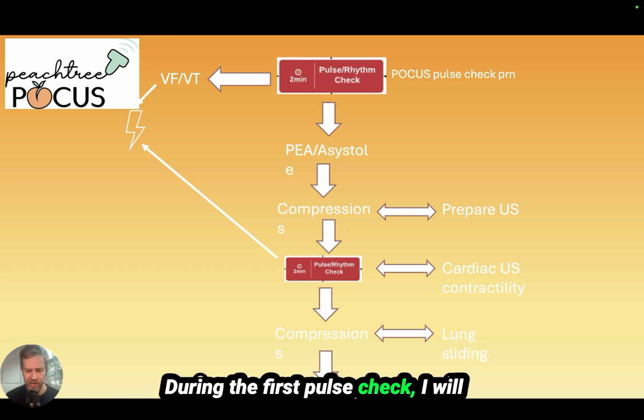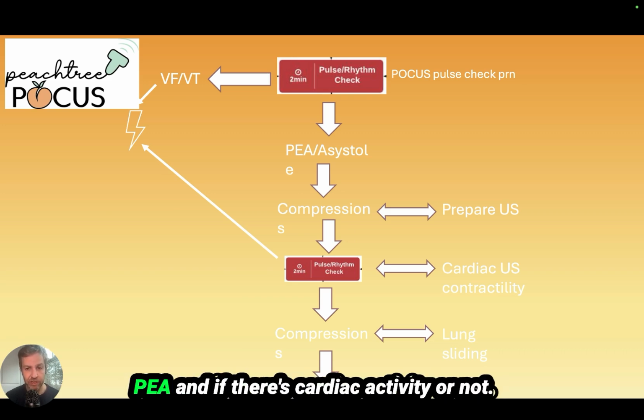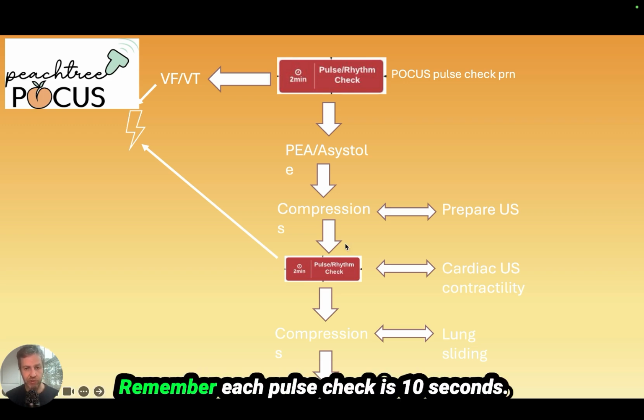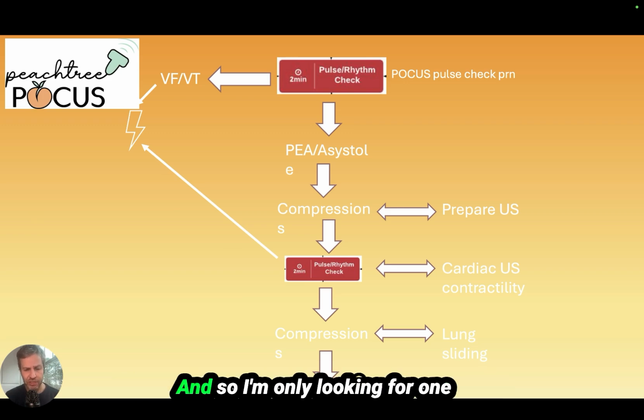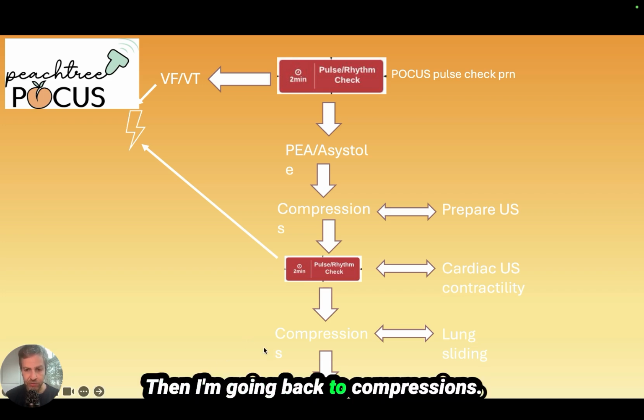During the first pulse check, I will check for cardiac contractility. This is where I'm looking for PEA, pseudo-PEA, and whether there's cardiac activity or not. That's what I'm looking for during this pulse check. Remember, each pulse check is 10 seconds, so I'm only looking for one specific thing during each pulse check. Then I'm going back to compressions.